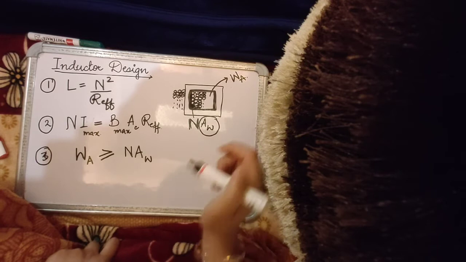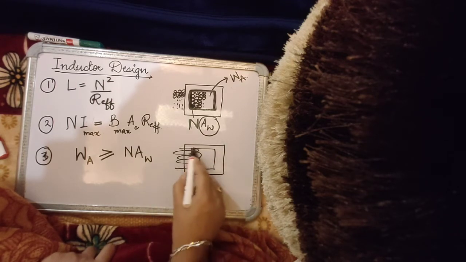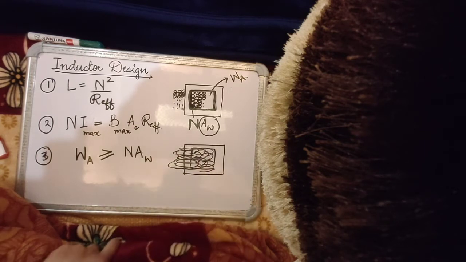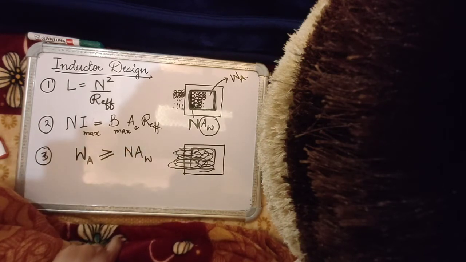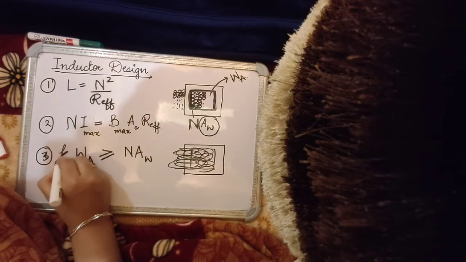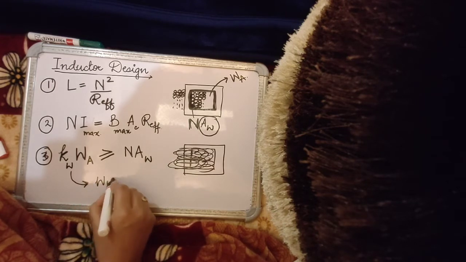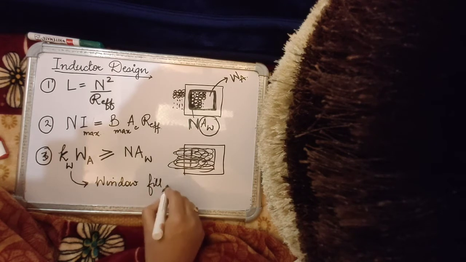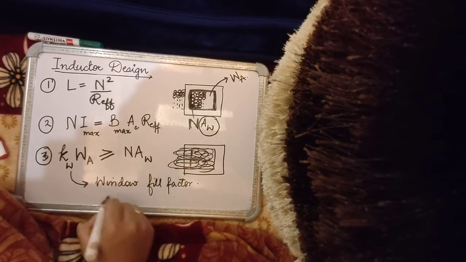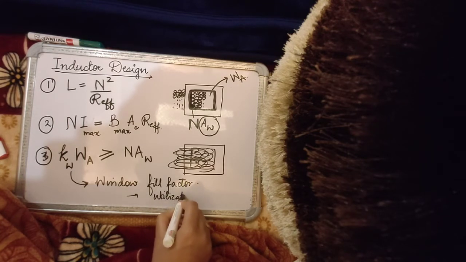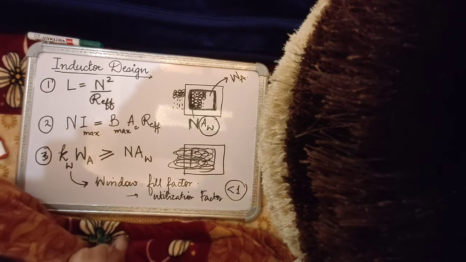However, it is known that if this is your window area, all of this area is not generally available for you to wind the inductor. I mean, you cannot wind all of this WA with the inductor. Only some part of this total window area can be filled in by the conductor wires, and that gives us another factor. Let's call it KW. This is known as the window fill factor, or it is also known as window utilization factor. And of course, KW is less than 1. It can be anything between 0.5 to 0.8.